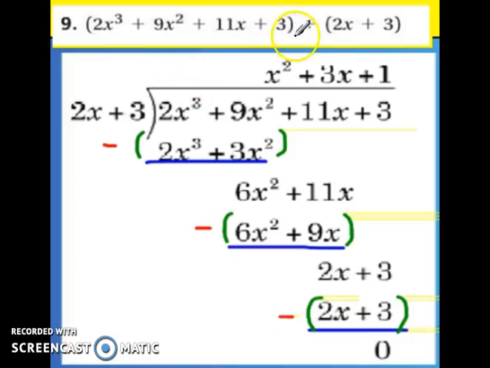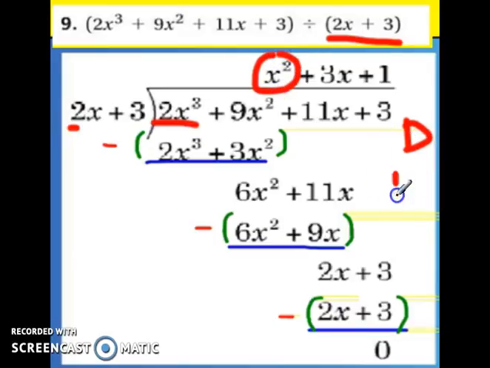In problem number 9, I'm going to divide. You could use synthetic division if you want, but because I didn't want to deal with any fractions, I decided to do long division. So, first thing I'm going to do is divide. 2x cubed divided by 2x is x squared. And I'm going to multiply. X squared times 2x, 2x cubed. X squared times 3, 3x squared.